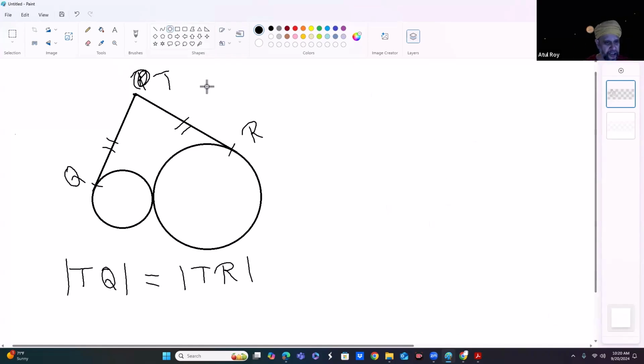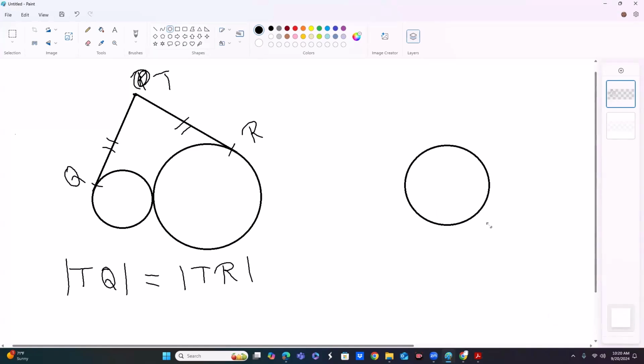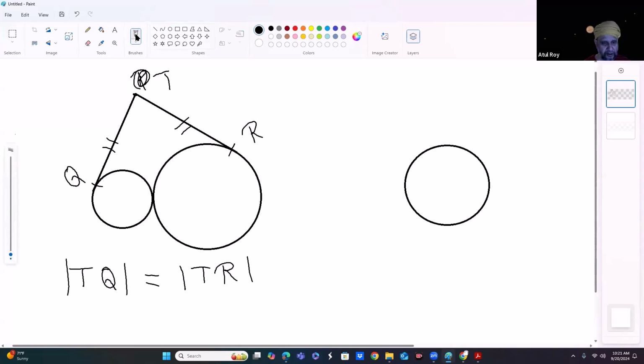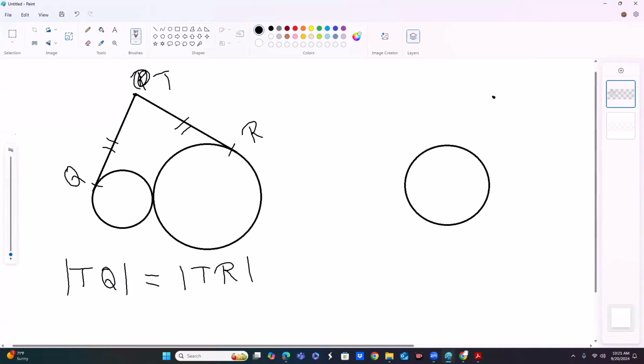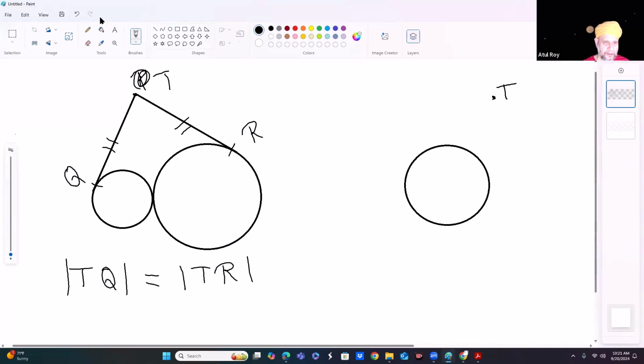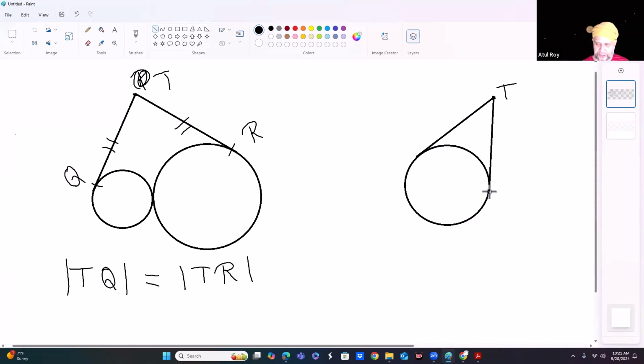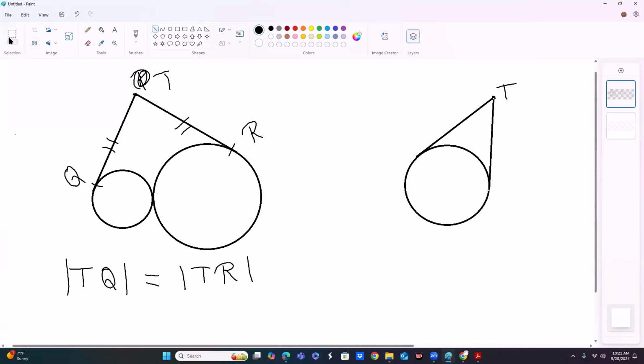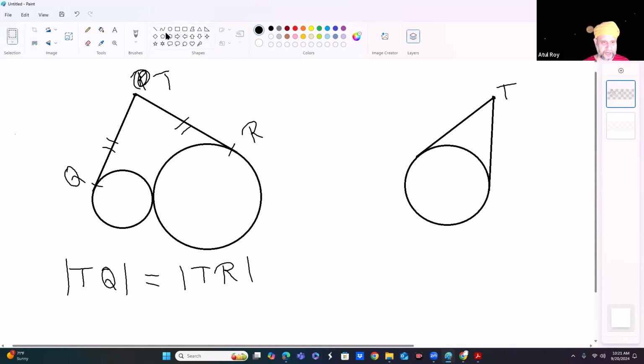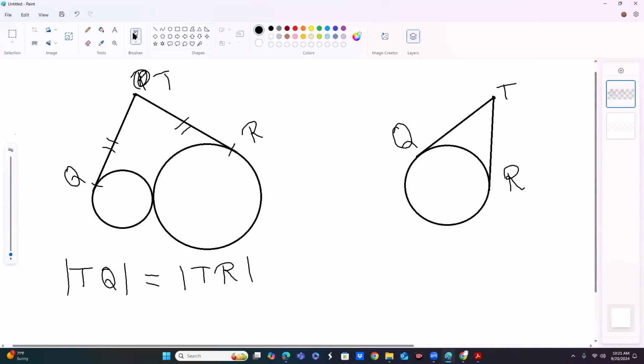Okay. So tell me this here. If I have just one circle, all right, and say I have a point T here, and I do this. I draw these tangents to the circle. So can you tell me what property do these satisfy? Say this is Q and this is R. Yeah, what property do they satisfy? Can you tell me, please?